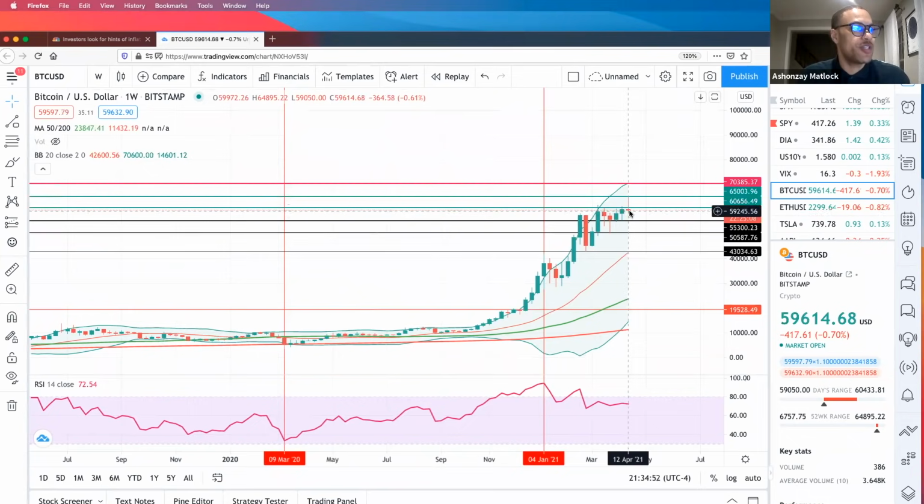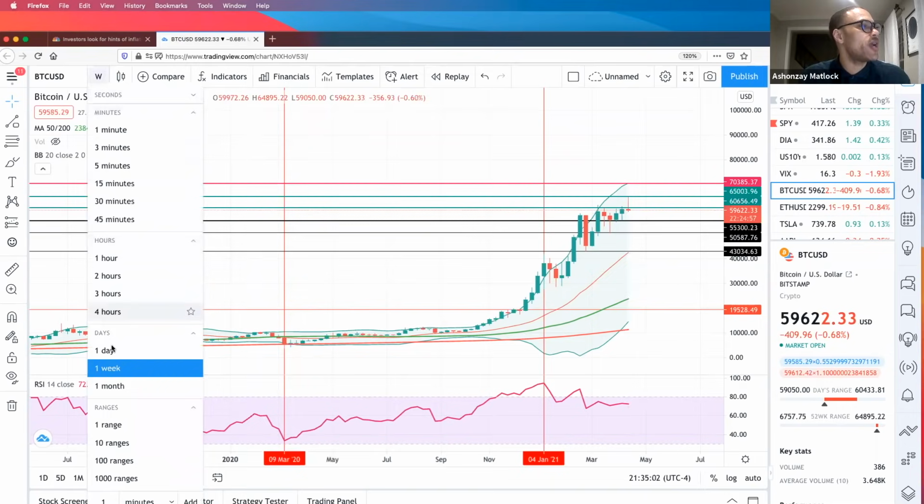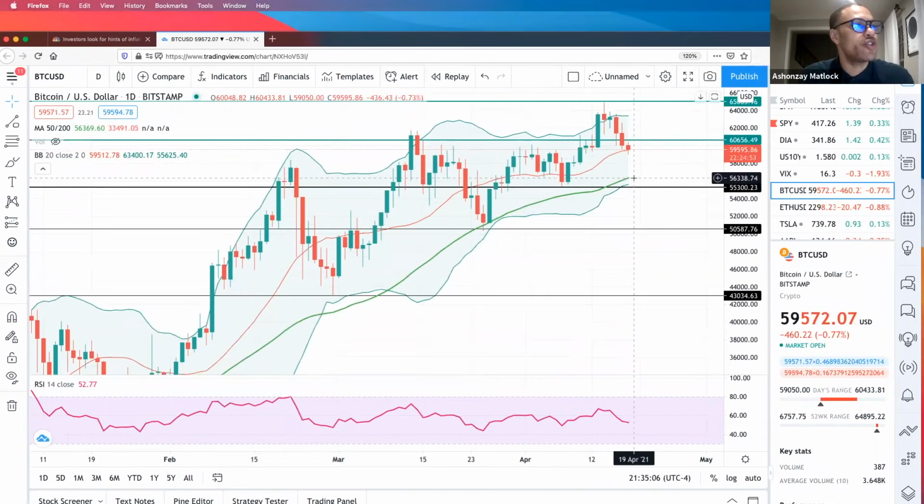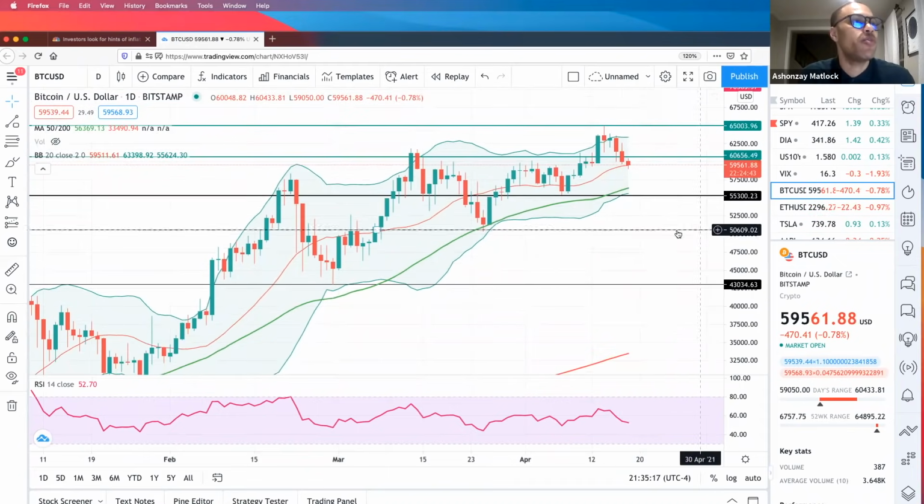If we close here with a red candle, then ultimately I will be watching for the downside to this 55,300 and then 50,500. And if we go to our daily, just to show you how that matches up, you can see that's ultimately where our 50-day exponential moving average is, right around that 55,000. So as long as we bounce here, again, we're still tracking for 65 to 70K on Bitcoin.